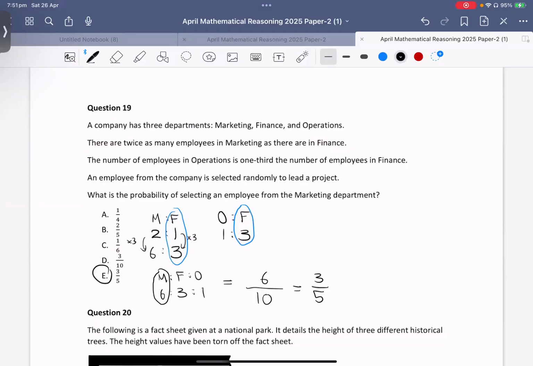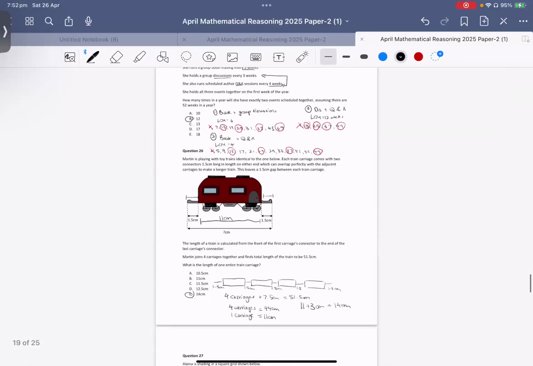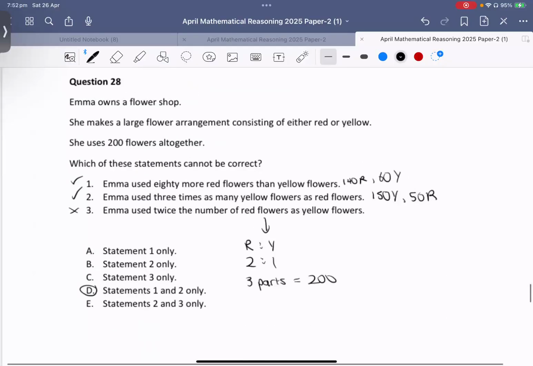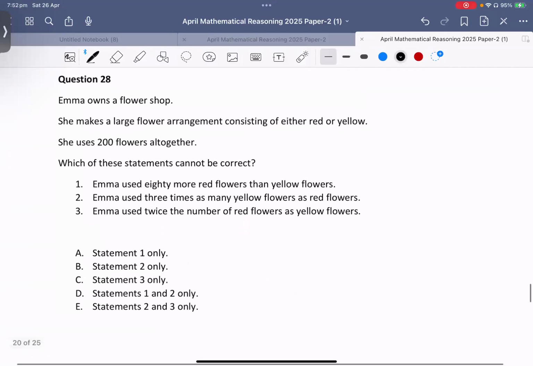Question 28. Okay, question 28. So for question 28, Emma owns this flower shop. She uses 200 flowers altogether, right? We're checking whether each one of these options will work. So if we have a look at statement number two, it is probably the easiest one to get.